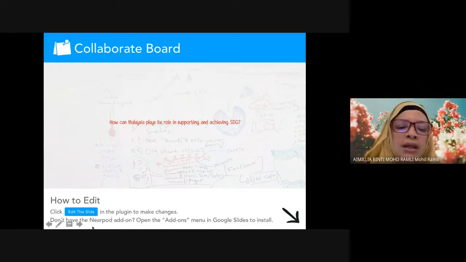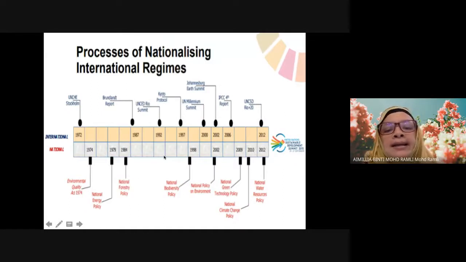So then we have again a picture here showing the processes of nationalizing international regimes. Okay, so this is what has been happening since 1972, when the UN suddenly realized that we must do something about the environment because of the pollution. In 1974, the Malaysian government came up with the Environmental Quality Act 1974. So you have some kind of event happening at the national level that corresponds to a larger event at the global level. Again, the national energy policy: this is what happened in Malaysia in 1979. They came up with the national energy policy, national forestry policy.